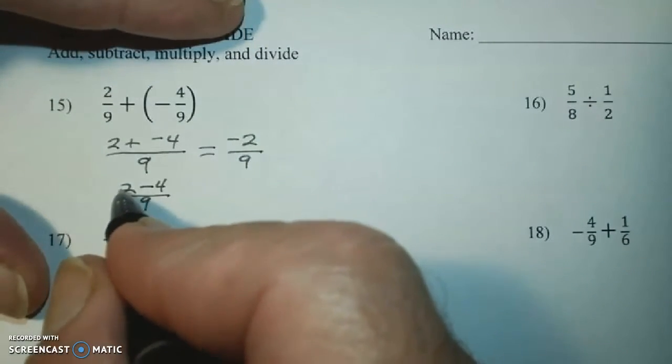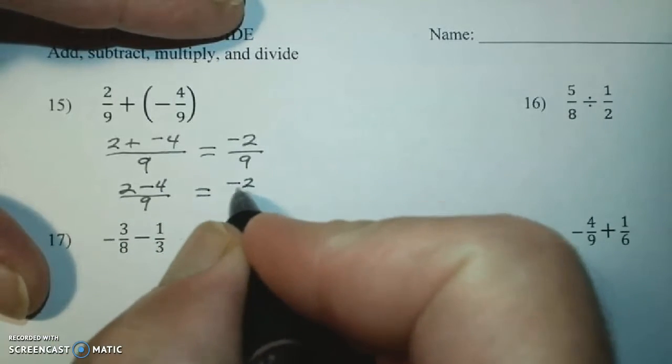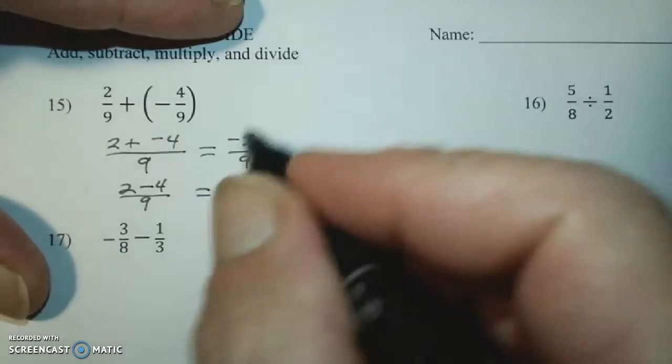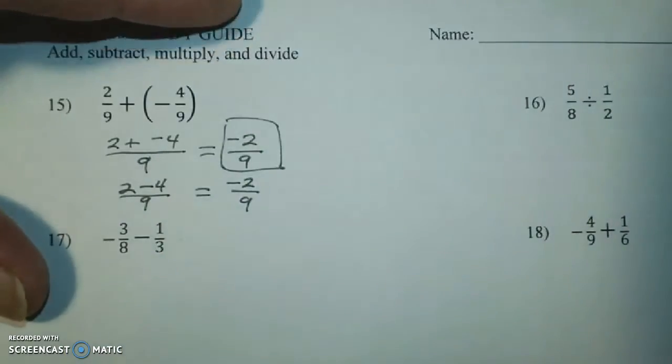Here you're just saying 2 and a negative 4, and again you would say it is a negative 2/9. Nothing to reduce, so that is your answer.